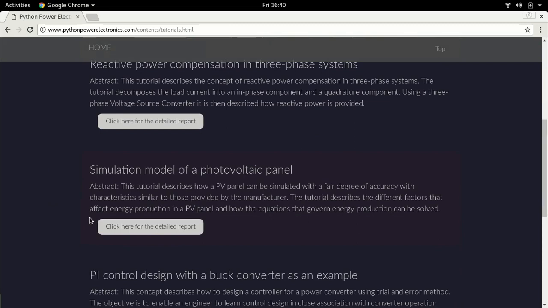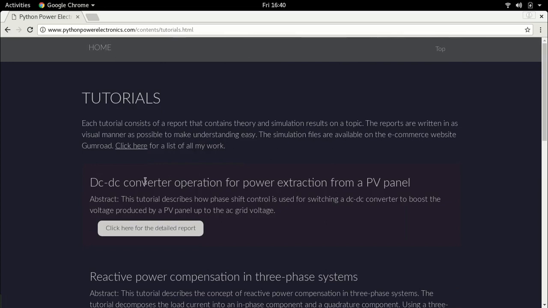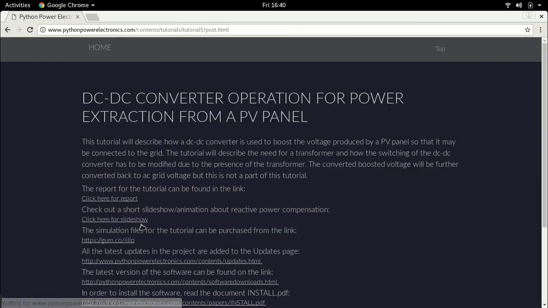The previous tutorial, the video lecture, was based on this tutorial, that is the simulation model of a photovoltaic panel. Here I described how you can simulate a photovoltaic panel. In this tutorial, I will take on the next topic, and that is how do we control the DC to DC converter for extracting power from a PV panel. So let's click on this link and this takes you to the report which is based on this.